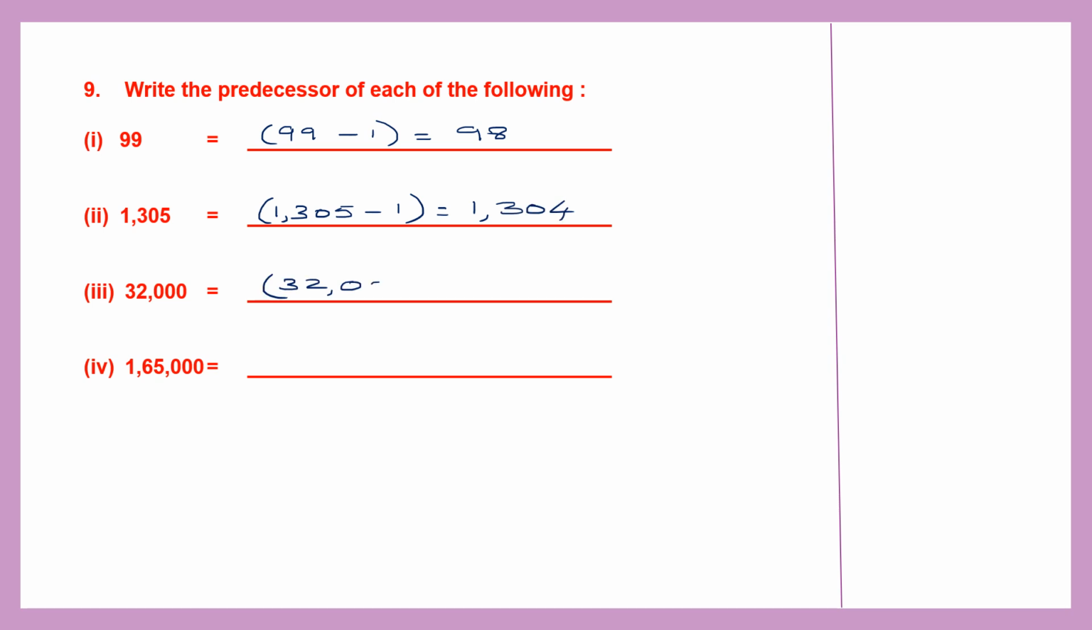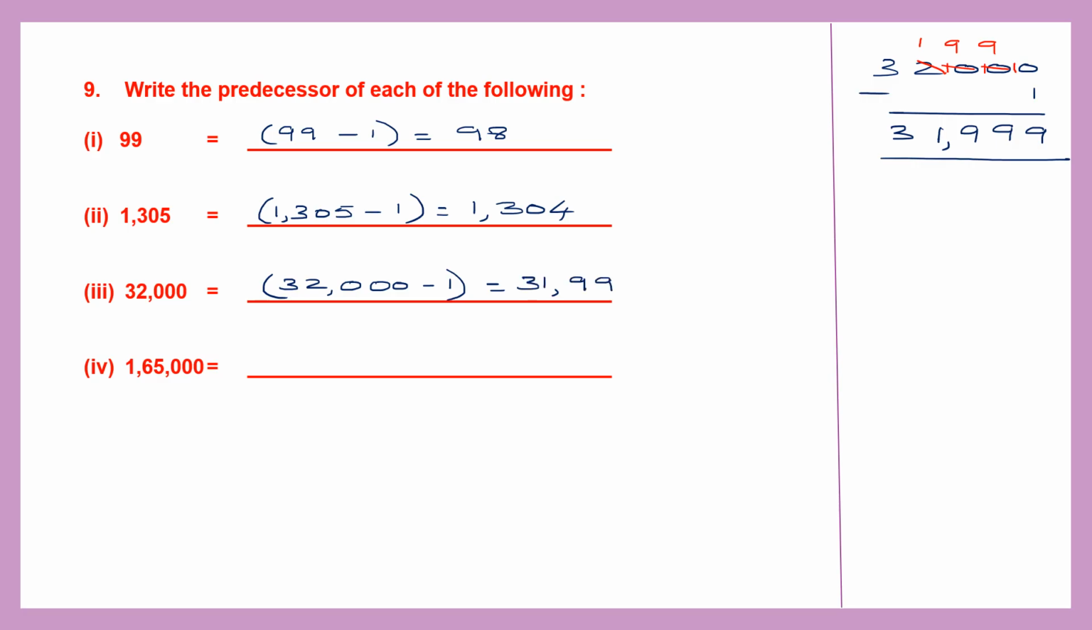Now the next number is 32,000. So 32,000 minus 1. Sometimes when the numbers end in zeros, it's difficult to find the predecessor. So you can do the actual subtraction and see. So here let's do 32,000 minus 1. So 0 as you can see is smaller. So we borrow from here. So this is 1. 10 becomes 9. Again 10 becomes 9 and this is 10. Now let's do the subtraction. 10 minus 1 is 9. Then we have 9, 9, 1 and 3. So this is 31,999. So 31,999 is the predecessor of 32,000.